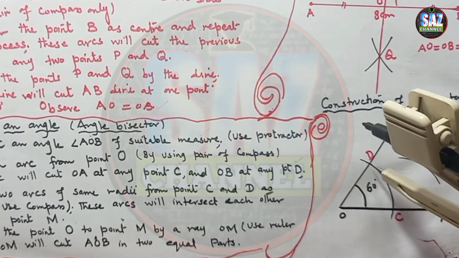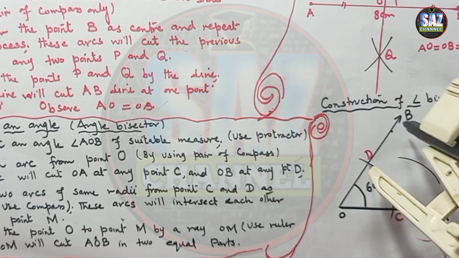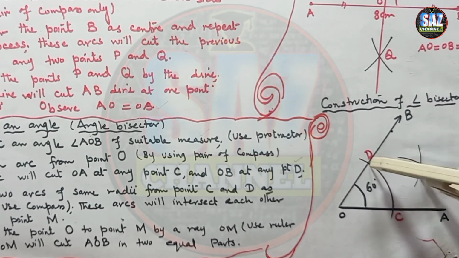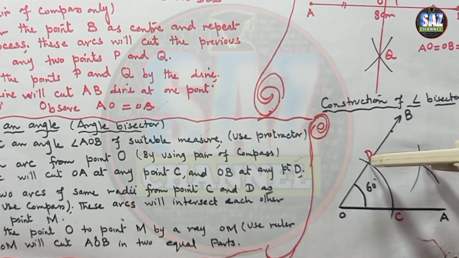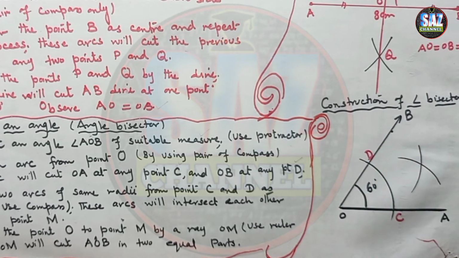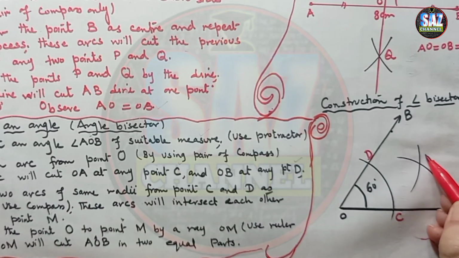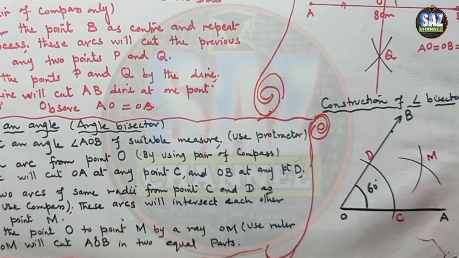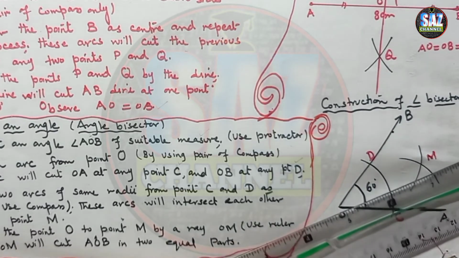And now repeat the process with vertex D, and this arc from the vertex D will be cutting or meeting the already drawn arc at some point. And you can give any name. It's not hard and fast that if I'm giving the name M, you also have to give the name M. And now I have to join this M with O. Join the point O with M by the ray OM carefully.